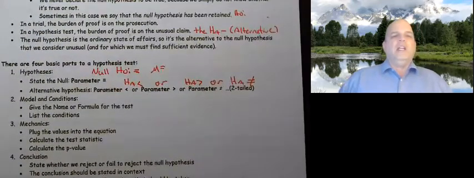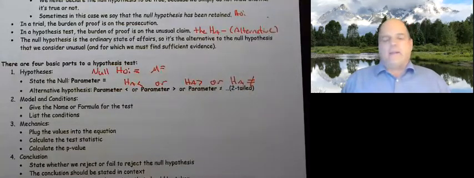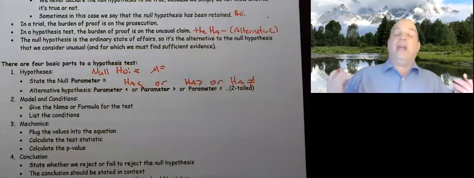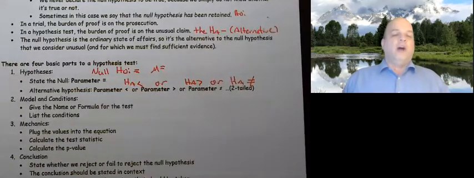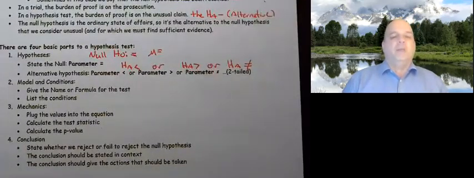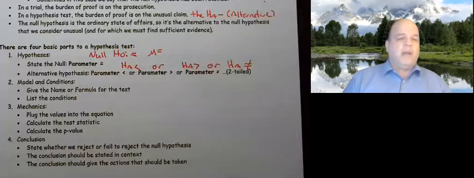The next thing is we need to give the formula and list the conditions. Not a lot of fun, but we have to write those conditions, and you need to write the formula down. The mechanics: we're going to plug into the equation and calculate a test statistic and the p-value. Once we get to the p-value, we'll go, hey, it was this likely or unlikely to get a sample this extreme by random chance. And once again, a p-value is telling you how likely you are to get something by random chance alone.